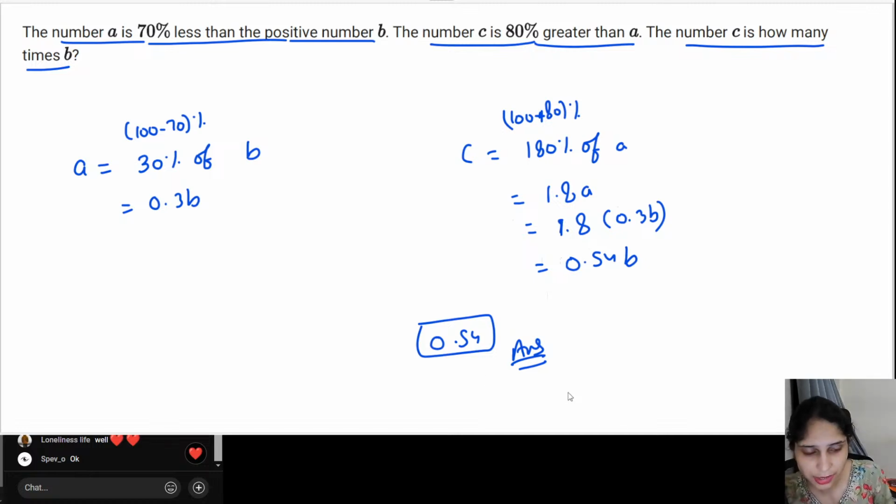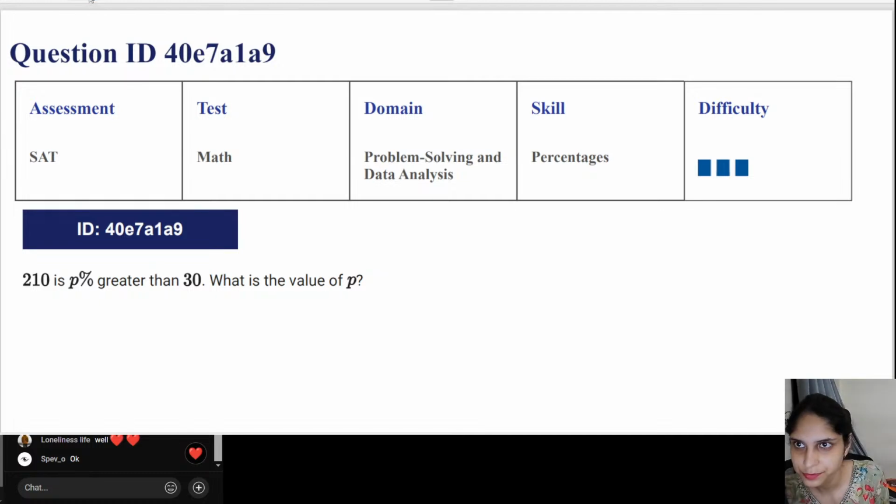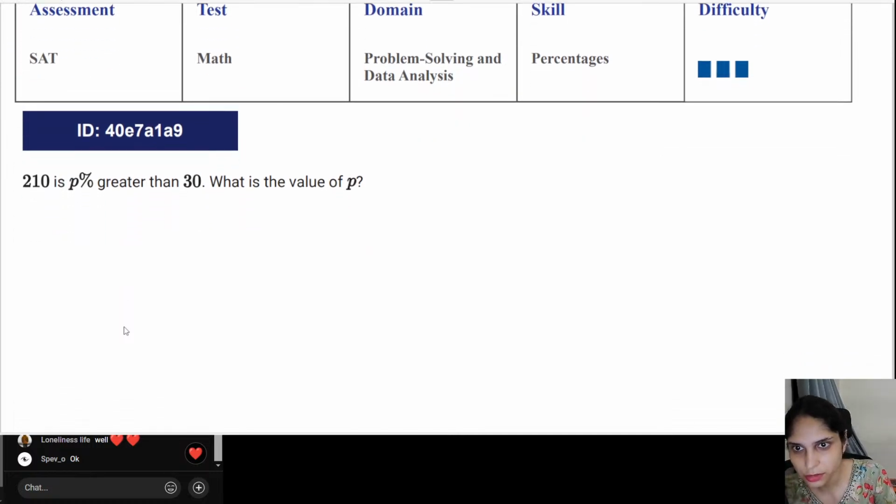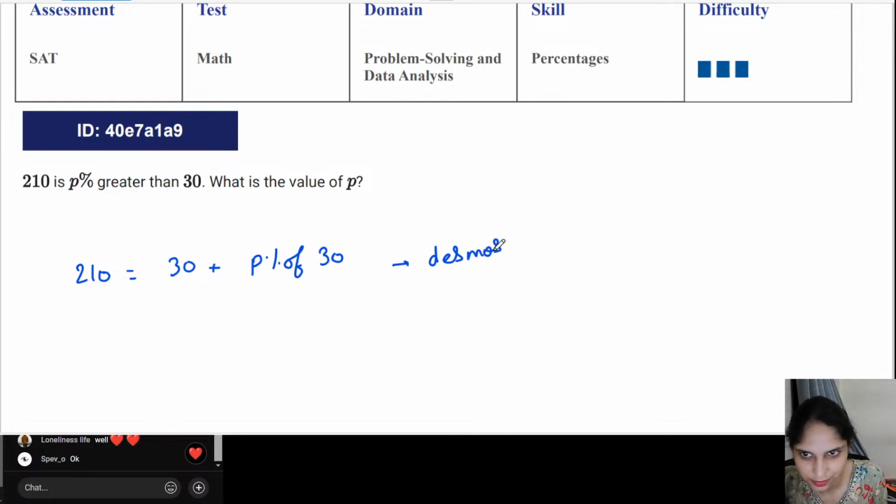Next is question number 19. $210 is P% greater than 30. What is the value of P? So 210 is P% greater than 30. There are two ways you can write. You can also write 30 plus P% of 30. We have already done this kind of question, and this you can put in Desmos. Okay? This is your method 1.